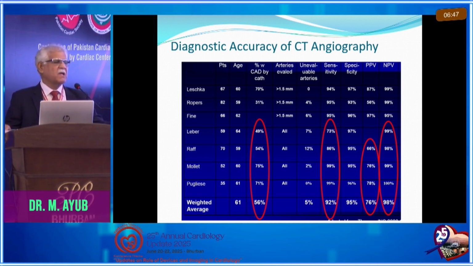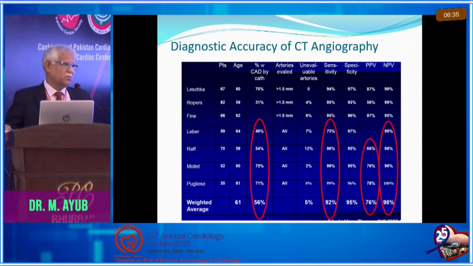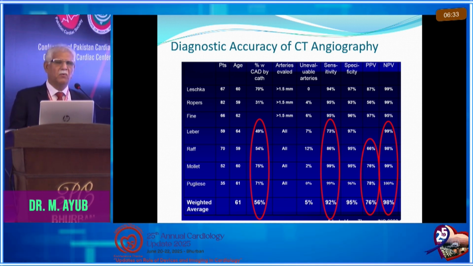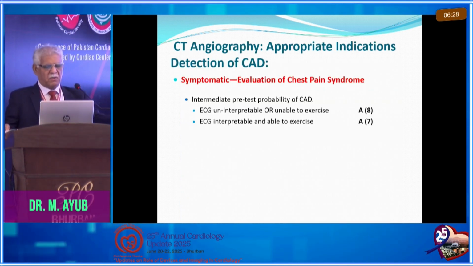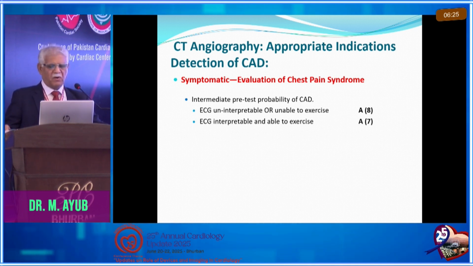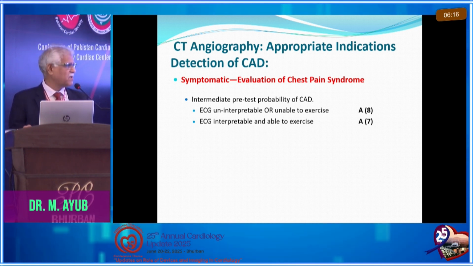As far as the contrast angiography is concerned, it has reasonable sensitivity and specificity. But the best thing about CT coronary angiography is that it has excellent negative predictive value. So this is a very good tool when you need to rule out coronary artery disease. CT angiography is indicated if you have a patient with chest pain syndrome and there is intermediate likelihood of coronary artery disease. This test is appropriate whether the patient is able to exercise or not able to exercise.